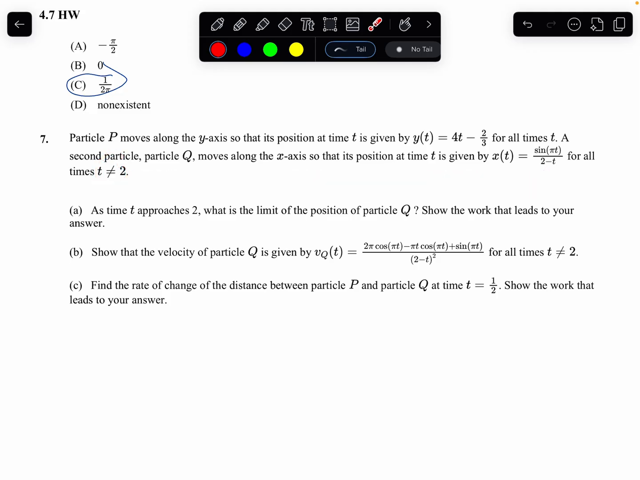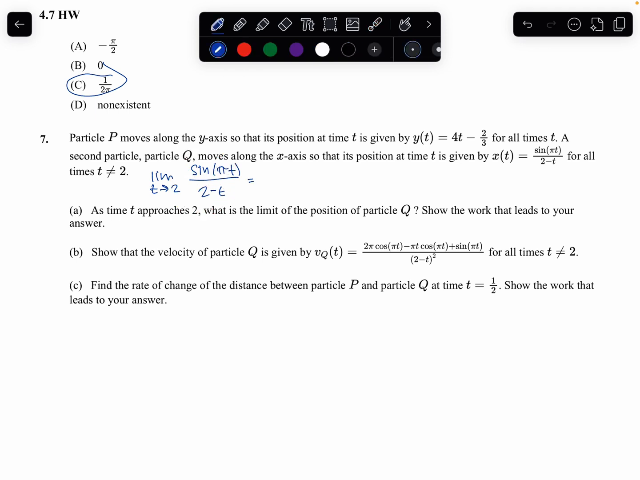As t approaches 2, so we can say the limit as t approaches 2. What is the limit of the position of the particle Q? Show the work that leads to your answer. So the position of Q is given here. So we're evaluating the limit as t approaches 2 right there. So the limit as t approaches 2 of sine of pi t over 2 minus t. So if I plug in 2, that becomes 0. If I plug in 2 here, I get sine of 2 pi, which also becomes 0.